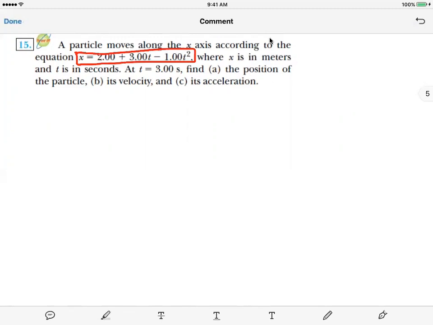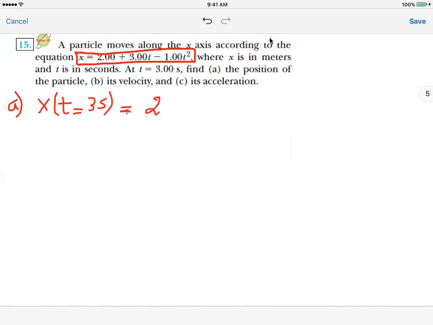Okay, so let's start with part A. We need to determine x at the time t equals 3 seconds. So we have x equals 2 plus 3 multiplied by the time t, which is 3, minus t squared, so minus 3 squared. And from here we get 2 plus 9 minus 9, which gives at the end 2 meters.